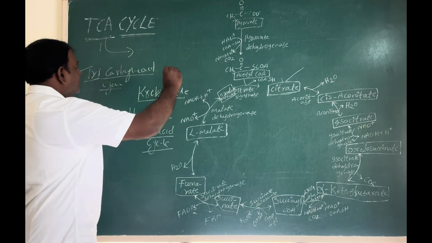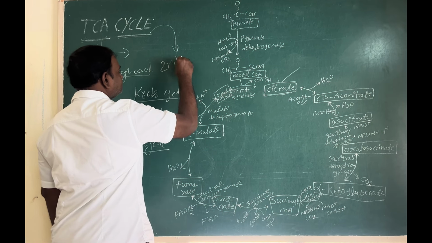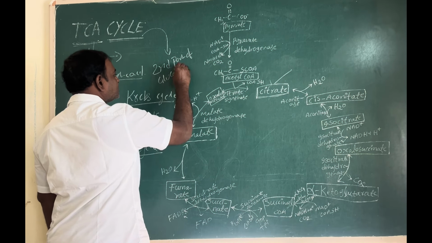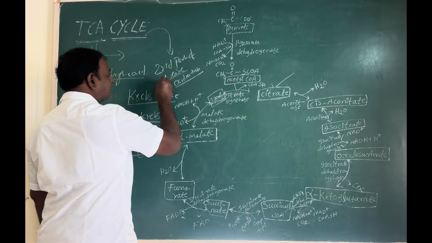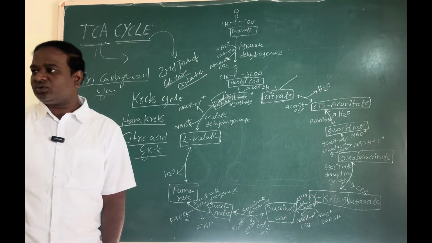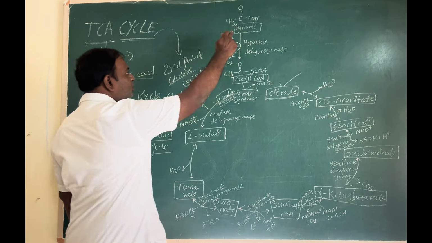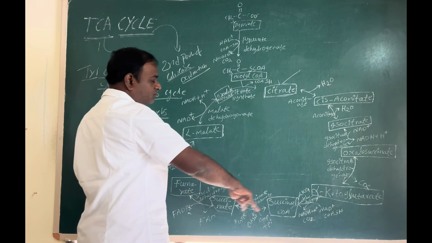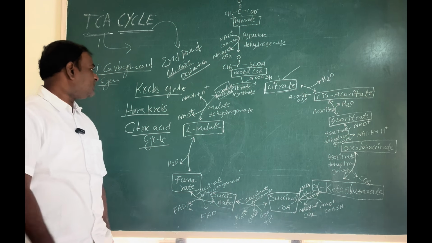And this TCA cycle is a pathway which is the second part of glucose oxidation. Why am I telling this? In the first part of the oxidation of glucose, glucose is converted into pyruvate. In the second part, the pyruvate enters into the TCA cycle. Here the remaining metabolites are oxidized. That's why we are calling it the second part of glucose oxidation.